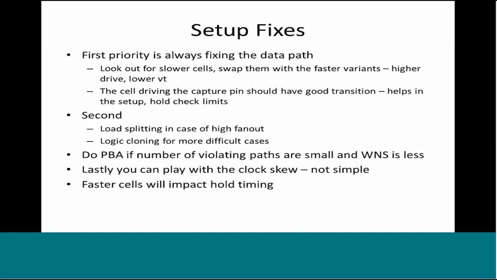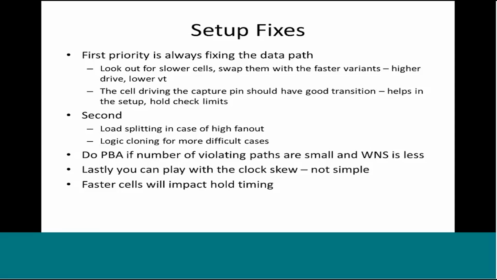First priority is always to speed up the data path. So you should look out for slower cells and replace them with the faster variants. An example is a slower cell of higher VT. If you have a library which has high VT, standard VT and low VT, you can choose to replace the cell by its SVT variant, and the cell will become faster. Or choose a higher drive.